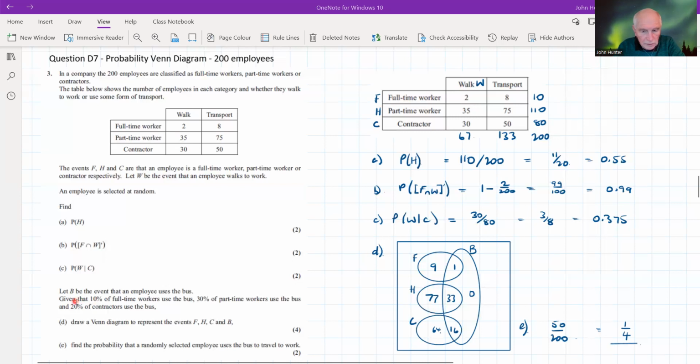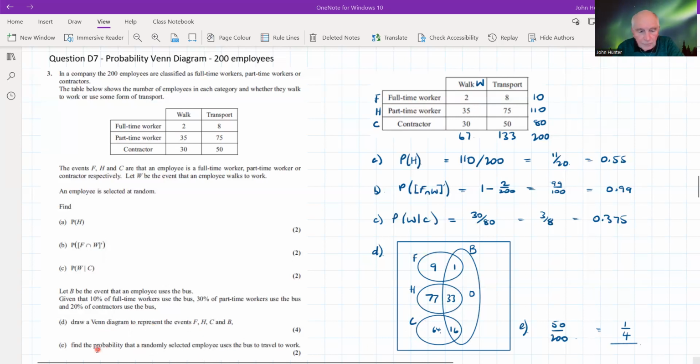Well, that's what this tells us here. So we know there's 10 altogether in F, because that's what that figure is in that row. And 10% use the bus. So we're going to split that 9 and 1. That gives us our 10% there. 30% of part-time workers use the bus. So that is 30% of 110, which is the total part-time workers. And then 20%, that's 20% of this figure of 80. So that's what we've got there. Draw a Venn diagram. So we've done that.